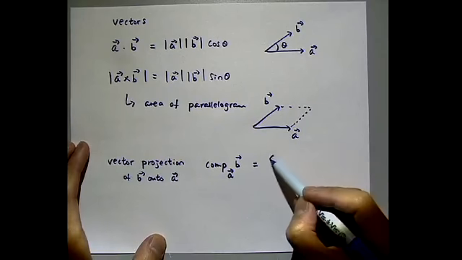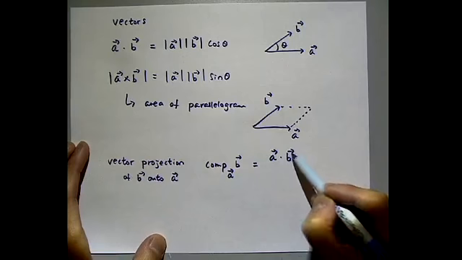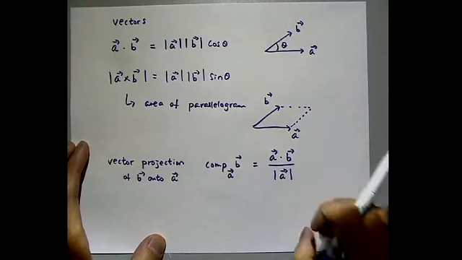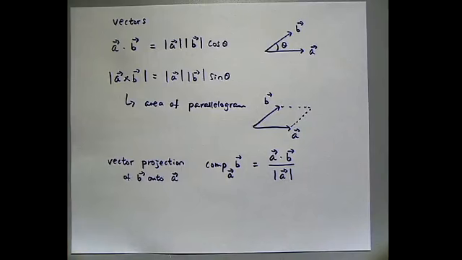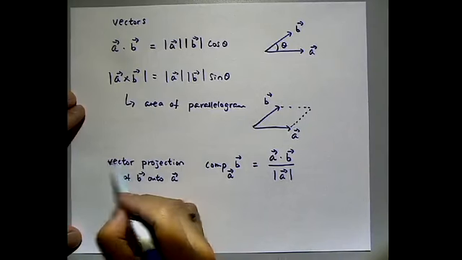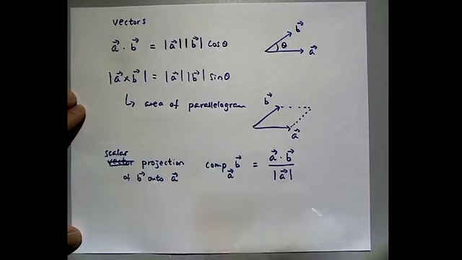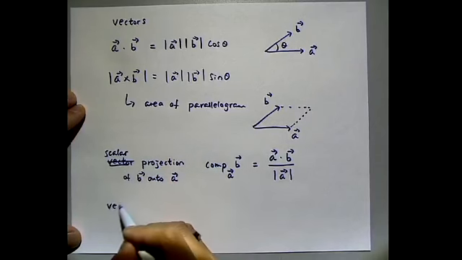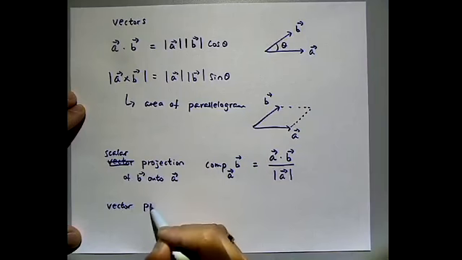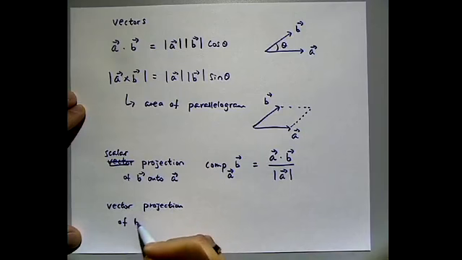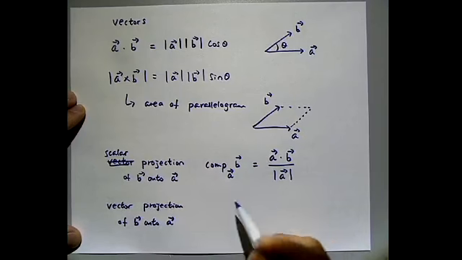Good. This might show up on the exam, so probably you should find out. No, wait, this is the scalar, sorry. No wonder everyone's confused. Scalar projection. There we go, perfect. Now the vector projection of B onto A.